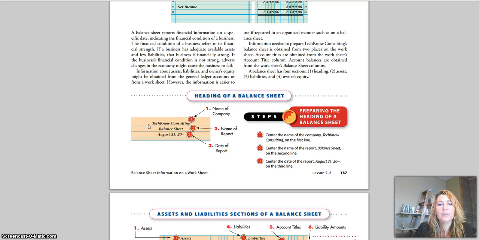The top line is going to be the name of our business. The second line is going to be the name of our report. This one is the balance sheet. And the third one is the date. Now, this date is different than for your income statement, because this is a snapshot in time for a specific date, the condition of your business. This is just going to have the date. So this one is just August 31st, 2014.